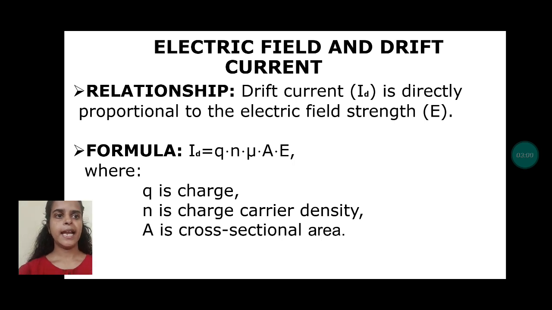Relation between electric field and drift current. Drift current is directly proportional to electric field strength, where the drift current Id equals q times n times mu times A times E, where q is charge, n is charge carrier density, mu is mobility, and A is cross-sectional area.